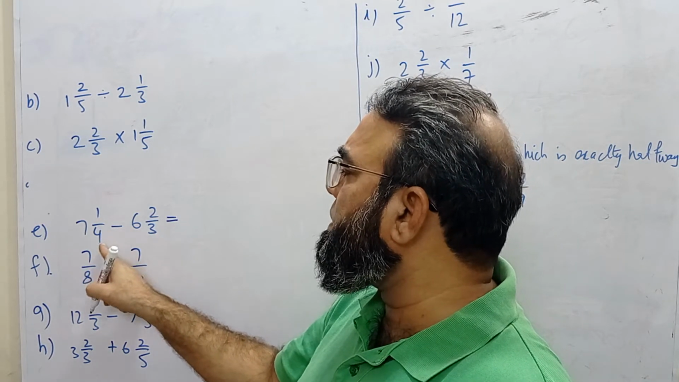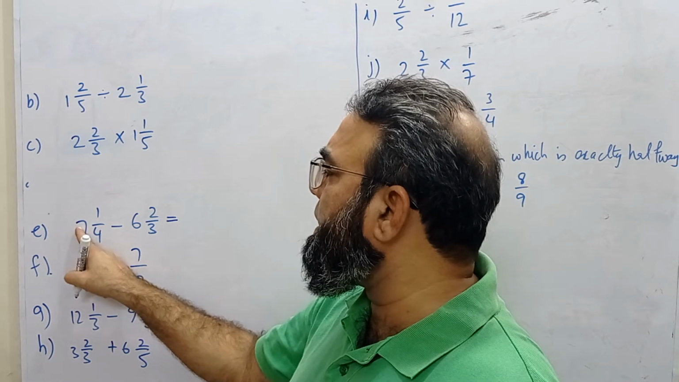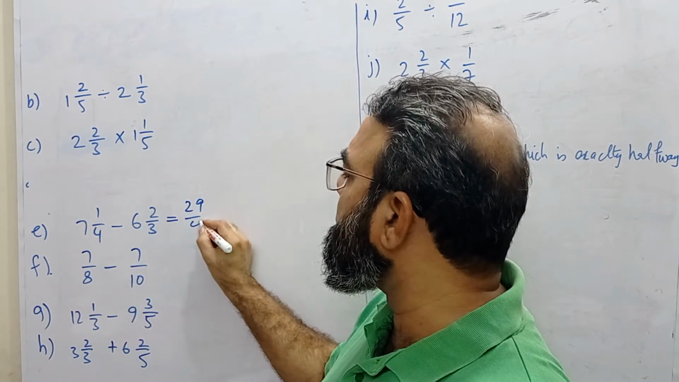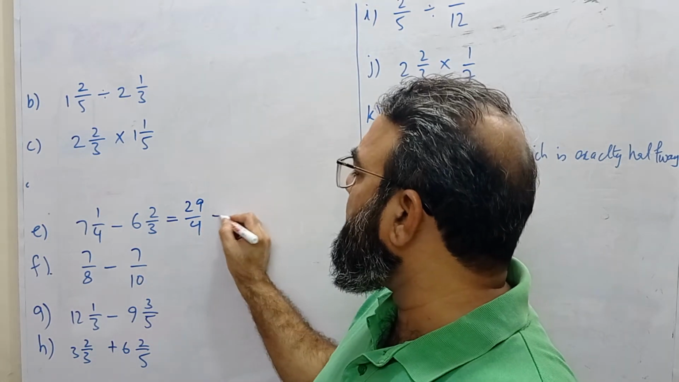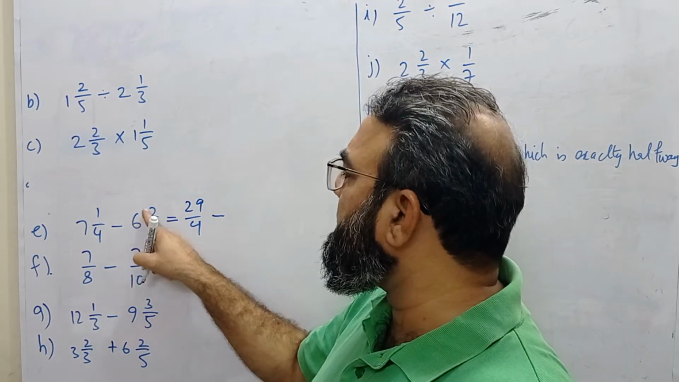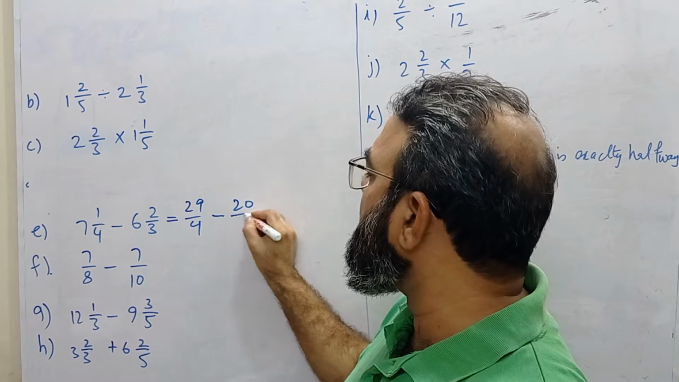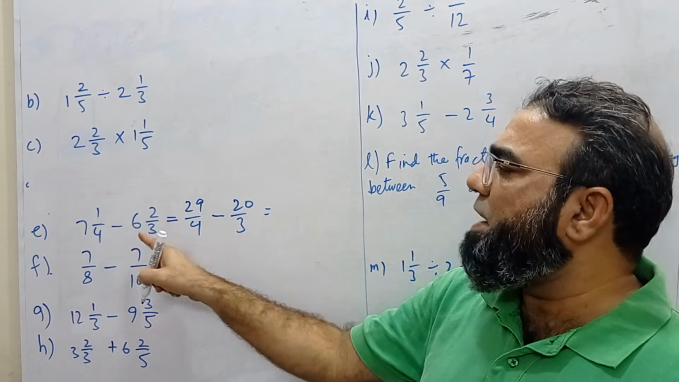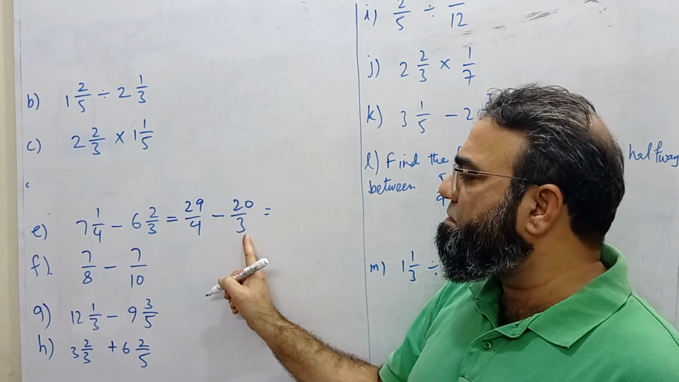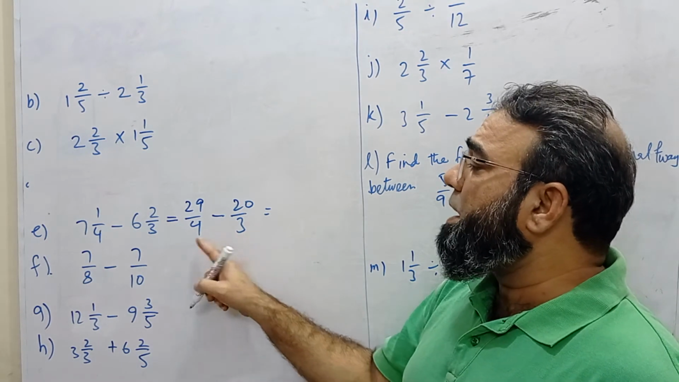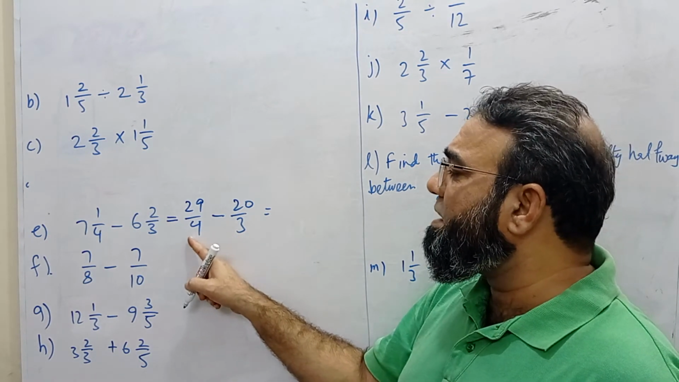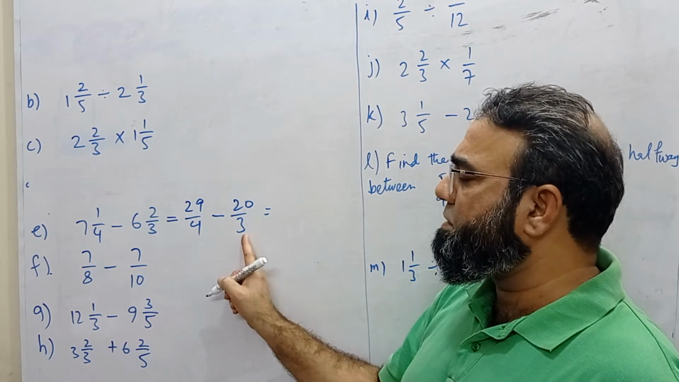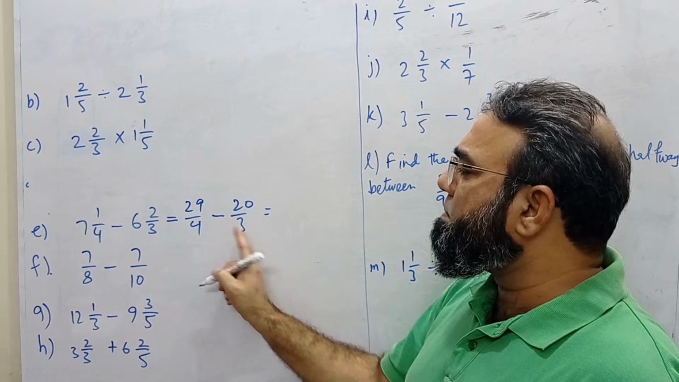So if you recall that 4 times 7 is 28, 28 plus 1 is going to be 29 over 4, and this is minus 3 times 6 is 18, 18 plus 2 is going to be 20 over 3. So now these two fractions which were mixed fractions are now improper fractions. But they are still unlike fractions. Their denominators are not the same. We're not happy with this, so we have to make them the same.